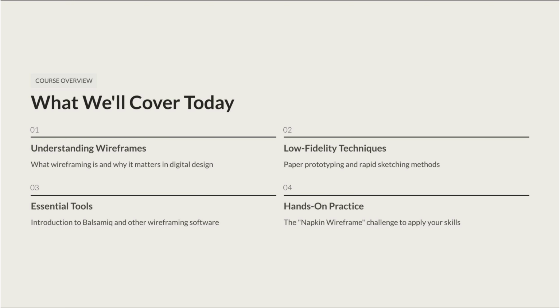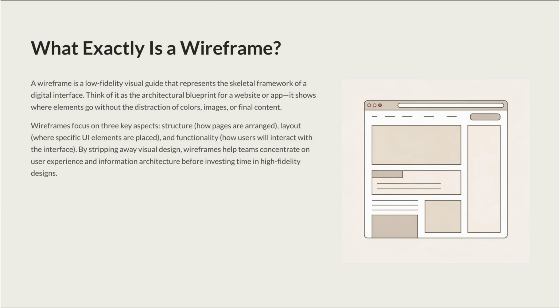Techniques like paper prototyping and rapid sketching are effective for brainstorming and iterating concepts efficiently. A wireframe is a low-fidelity visual guide, akin to an architectural blueprint for digital interfaces. It outlines structure, layout, and functionality, focusing on user experience and information architecture. By omitting colors and images, wireframes allow teams to refine the interface's skeletal framework before advancing to detailed designs.